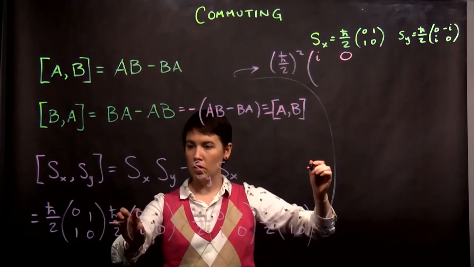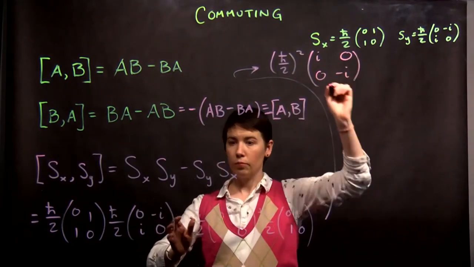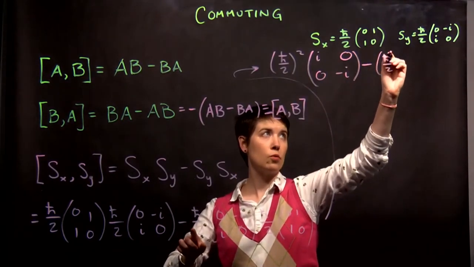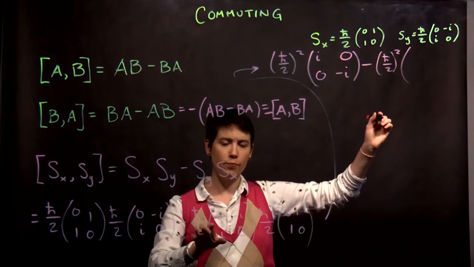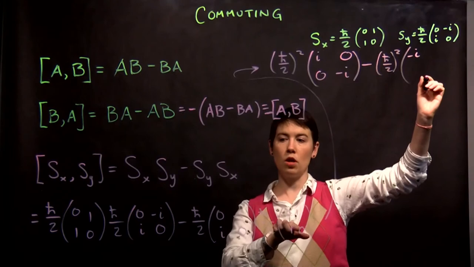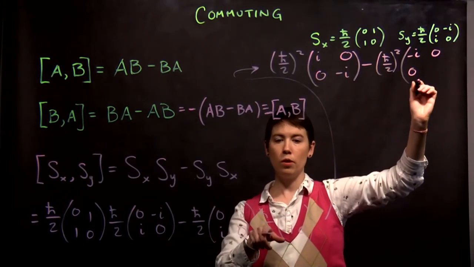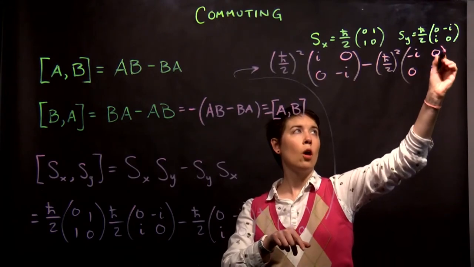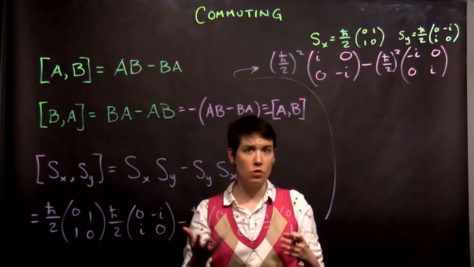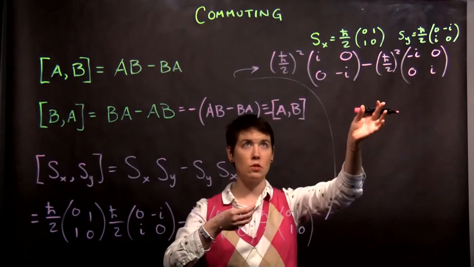Next one, row times column, 0, row times column, negative i. Now, I have a minus sign. And then again, h bar over 2 squared, and then another 2 by 2. So row times column is negative i, row times column will be 0, row times column is 0, row times column is i. And feel free, if you're still needing some practice to multiply matrices, pause the video and multiply these out yourself and make sure that you can get to this point.